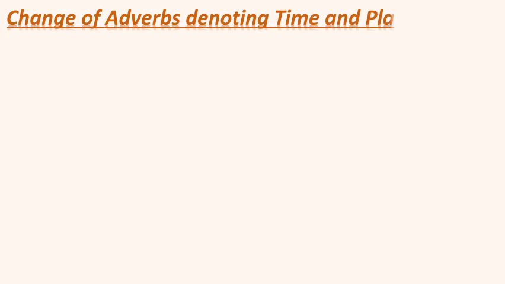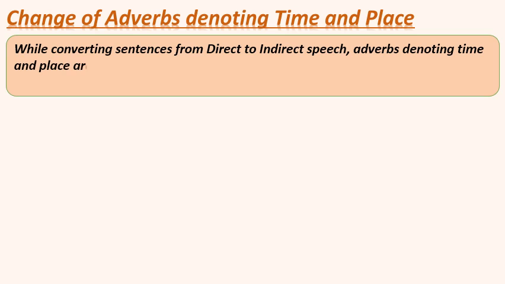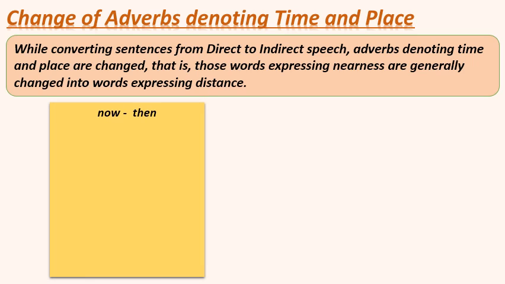Third type, when we change the sentences of direct into indirect speech, is change in some other words, that is change of adverbs denoting time and place. So the rule is, while converting sentences from direct to indirect speech, adverbs denoting time and place are changed. That is, those words expressing nearness are generally changed into words expressing distance. Fine. So let us see some examples.